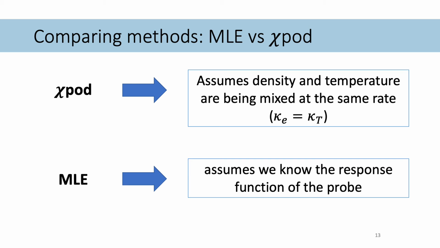Each method operates on a fundamental assumption. The chi-pod method assumes that the rate at which density is mixed is equal to the rate that temperature is being mixed. That is, there are no other mixing processes than turbulence. The MLE method assumes we know how to compensate for the instrument's poor resolvability at small scales. In practice, this is difficult to determine accurately since individual probes vary and it's impractical to calibrate every one.